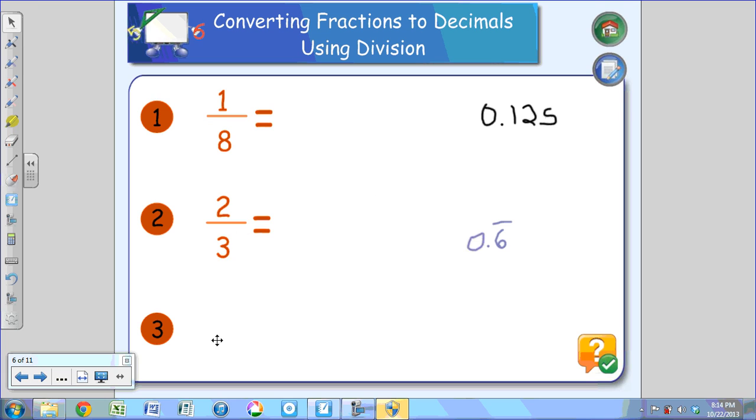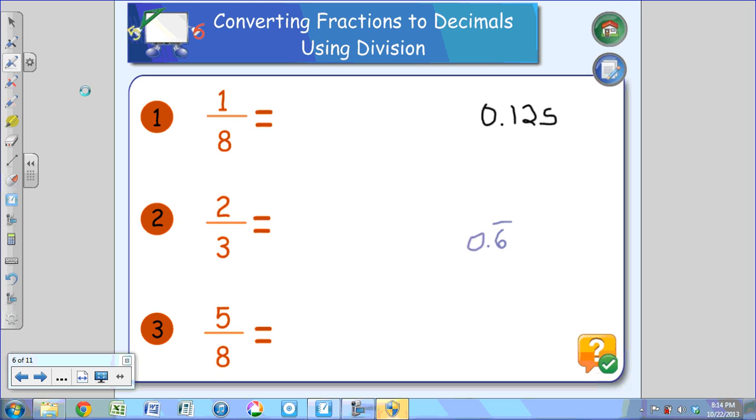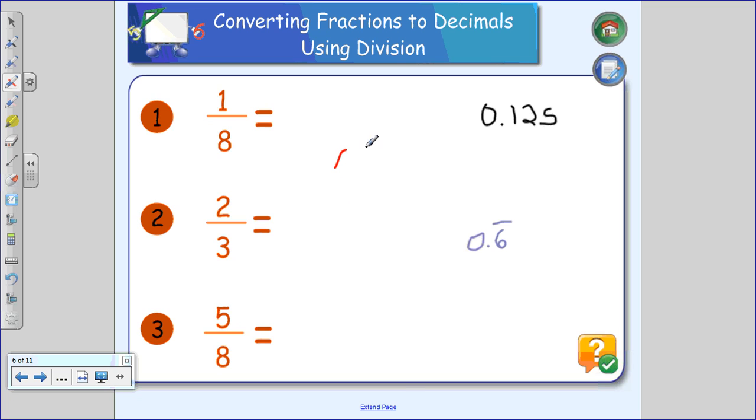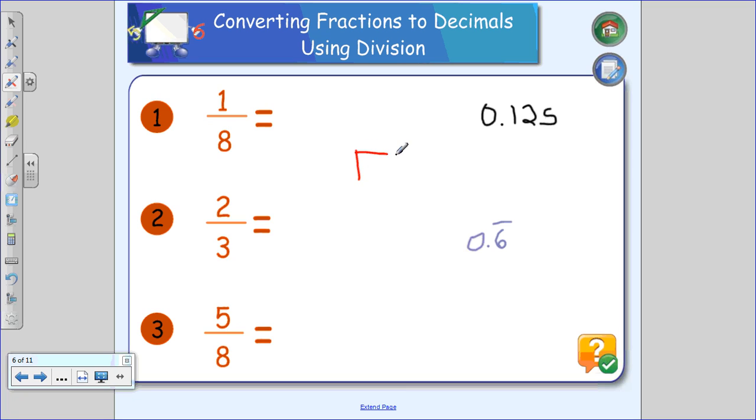And then 5/8. All right, 5/8. So we're going to put 5 in here. We're going to put 8 out there. It's not a very nice 5, but it'll do. Put my decimal point. No, it's not a nice 5. I have to fix it. There we go. That's better. So we're going to add some zeros.